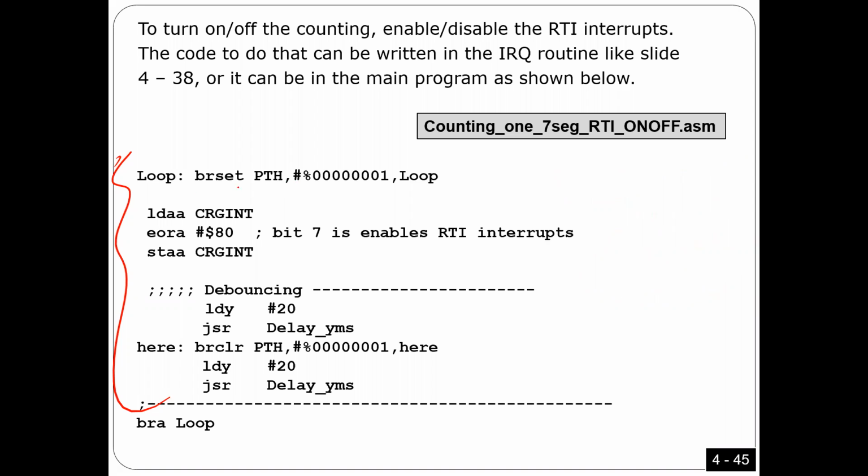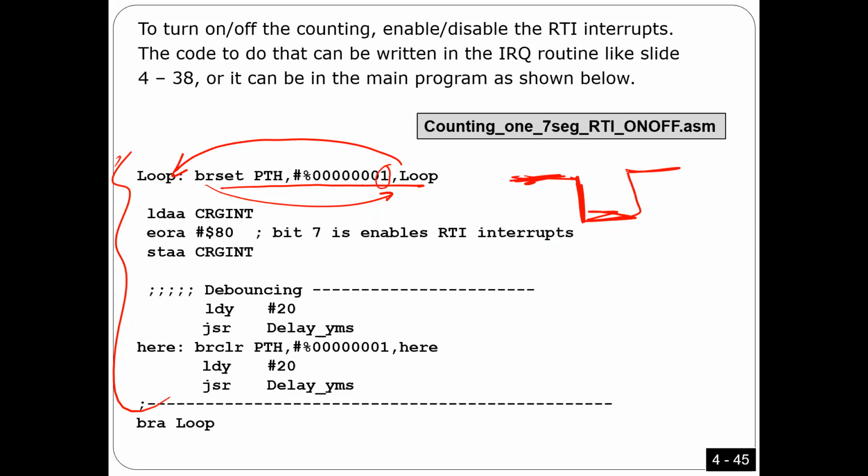So the way I'm going to do it, if you see here, guys, loop, branch if set. If you don't press the button, I'm going to keep looping here. If this pin PH0 is high, I'm going to keep looping here, because you didn't press. Now, when you press the button, when it is 0, I'm going to come to here. What you are going to do here is similar to what we did before, right? Number 1, you have to toggle the enable bit for RTI, and then this part is just for bouncing, right?